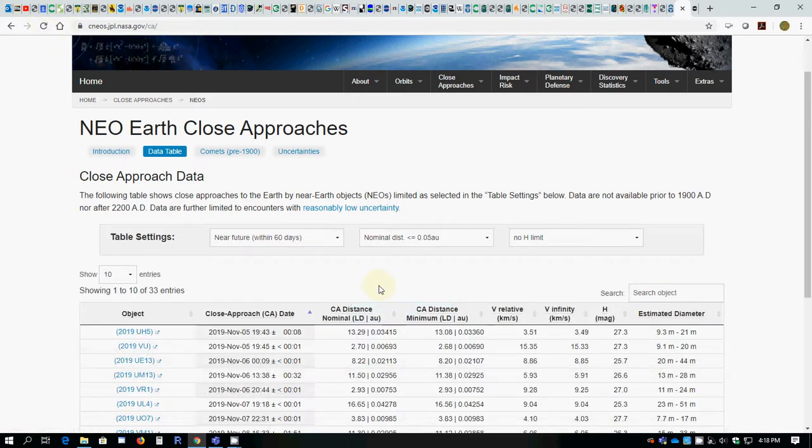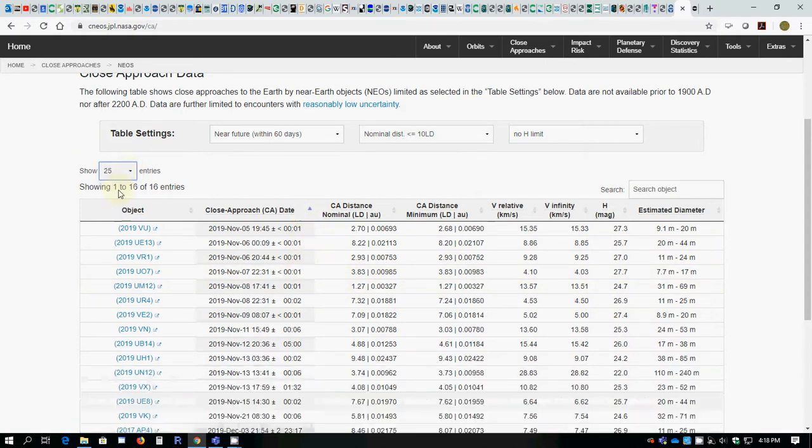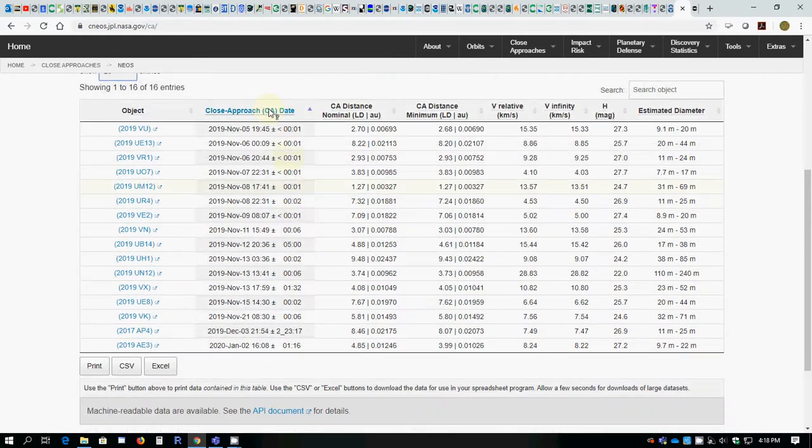Sometimes you need to do a refresh to get the tables correct. And I'll go with 10 lunar distances in the near future, and it tells me that there are 16 entries, or 16 objects, in this table. There are 16 objects known that are going to pass within 10 lunar distances in the next 60 days. We can also show all 25. It's possible to just scan this and see the objects.